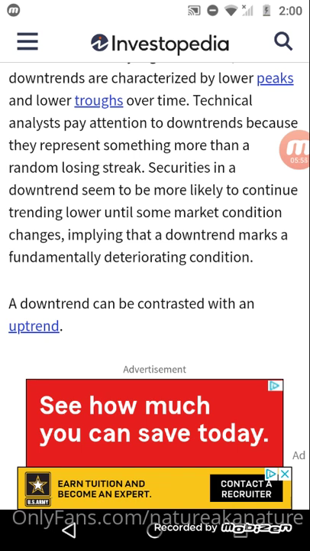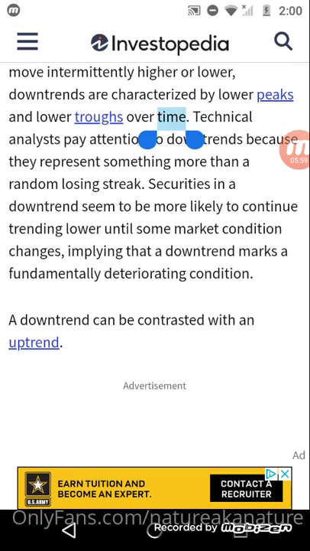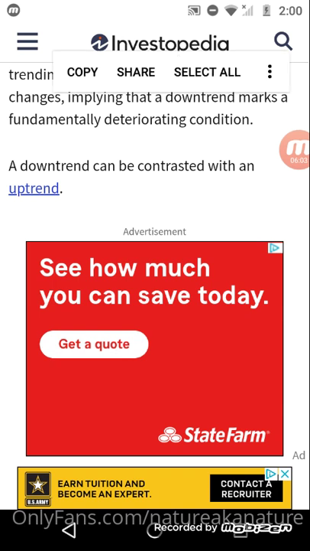With some type of correction, it's going to change and reverse the trend. We get a different trend, an uptrend. So a downtrend can be contrasted with an uptrend, just like an uptrend can be contrasted with a downtrend.